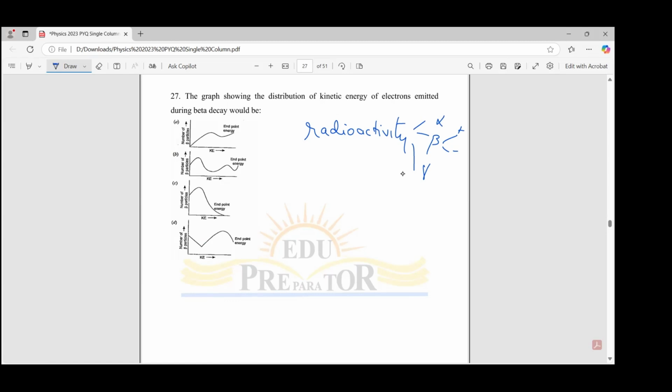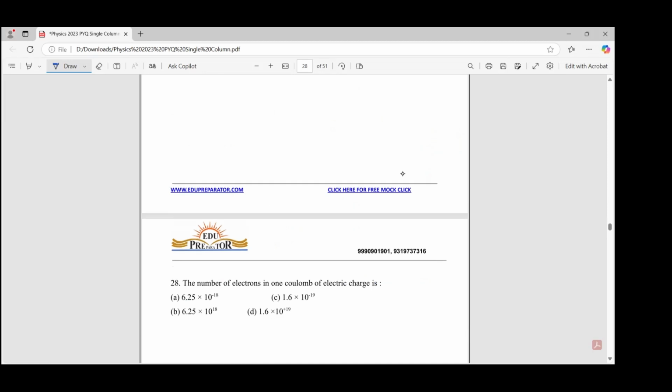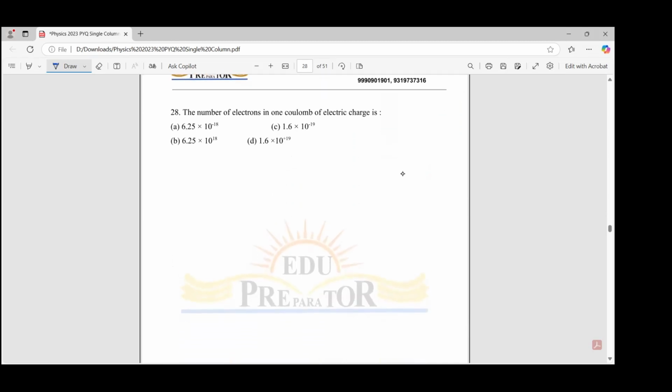Remember, there are certain particles which are having zero kinetic energy, and there are certain particles which are having almost no kinetic energy, right? So we have a typical graph, and that is the one which we will have to remember. Let us move to the next question.